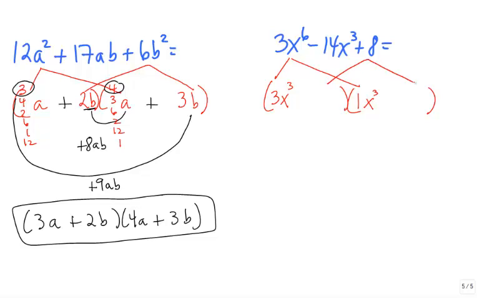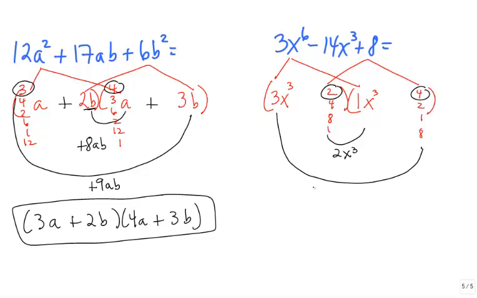Then over here, there's multiple ways to get 8. And I have to consider all possibilities, both orders, because I could end up with different middle terms. So I could do 2 times 4. I could do 4 times 2. I could do 8 times 1. Or 1 times 8. And what I'm checking, I'm going to do the top pair first, is the inner times the inner. So 2 times a 1x cubed would be 2x cubed. And then I'm going to do the outer times the outer. 3x cubed times 4 would be 12x cubed.